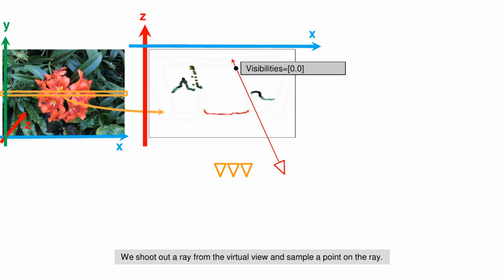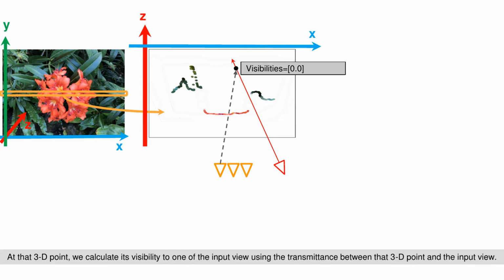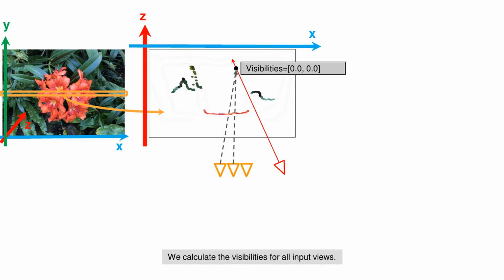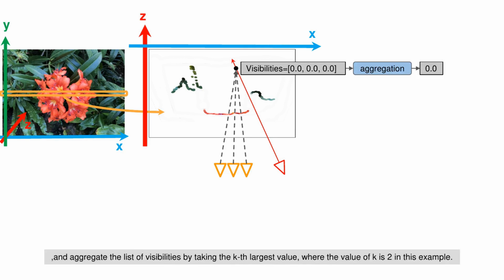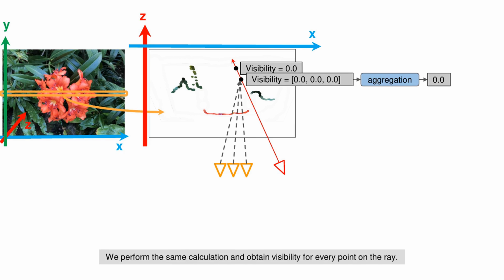We shoot out a ray from the virtual view and sample a point on the ray. At that 3D point, we calculate its visibility to one of the input views using the transmittance between that 3D point and the input view. We calculate the visibilities for all input views and aggregate the list of visibilities by taking the kth largest value, where the value of k is 2 in this example. We perform the same calculation and obtain visibility for every point on the ray.